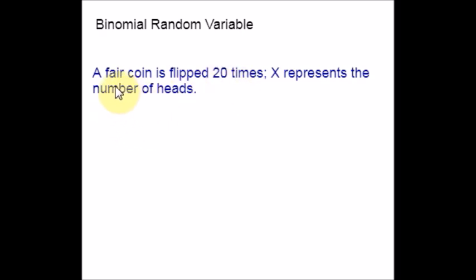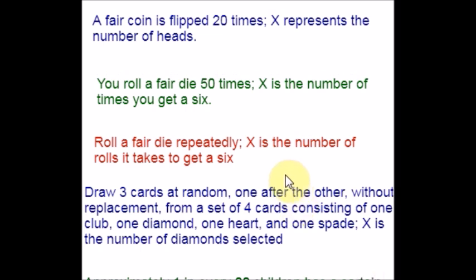A fair coin is flipped 20 times. X represents the number of heads. So here x is binomial with n equal to 20 and p is 1 over 2, because tossing a coin gives you 1 out of 2, which is nothing but 0.5. So here x is binomial. Let us move on to the second example.